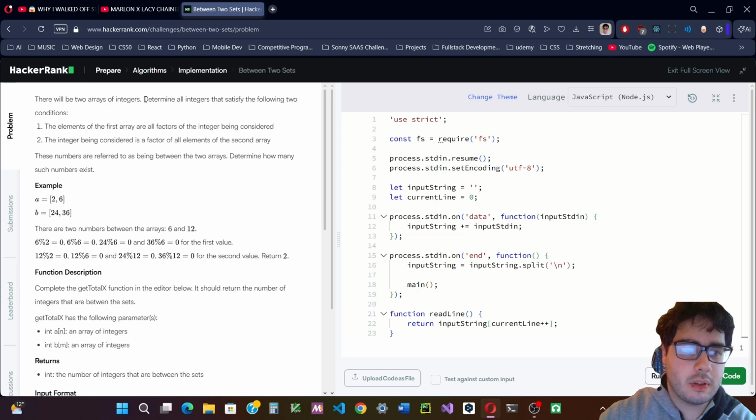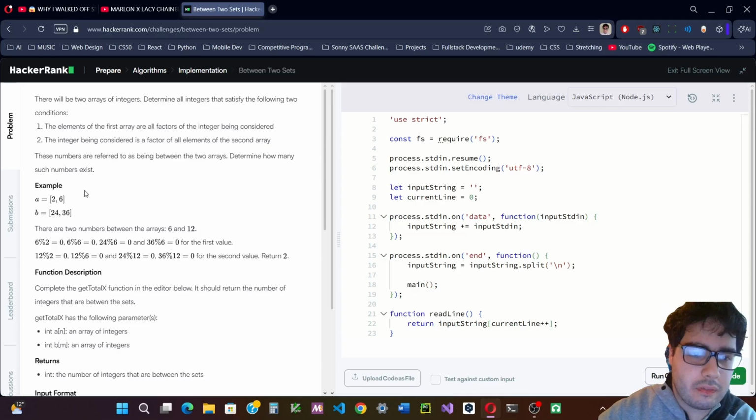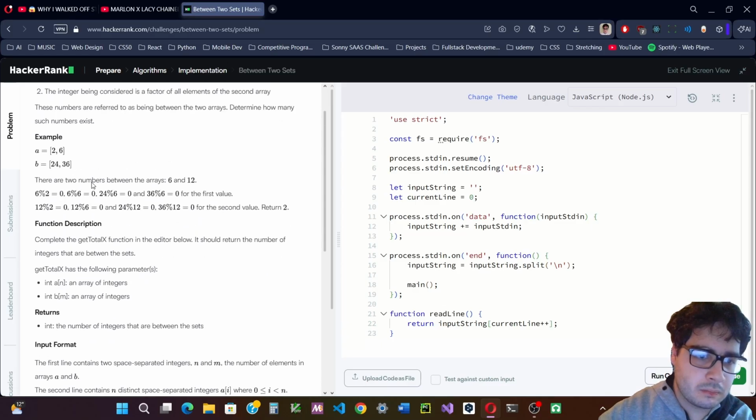There will be two arrays of integers. Determine if all integers satisfy the following two conditions. The elements of the first array are all factors of the integer being considered. The integer being considered is a factor of all elements of the second array. These numbers are referred to as being between the two arrays. Determine how many such numbers exist.